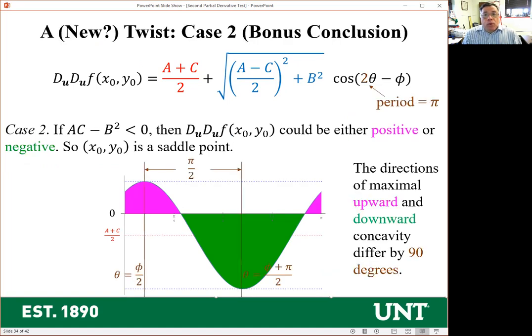We also get a bonus conclusion from this. The period of the cosine graph is pi, 2 pi over 2. Because the period is pi, that means the angle difference between the highest high point and the lowest low point must be half the period, or pi over 2. In other words, the directions of maximal upward and downward concavity must differ by pi over 2 radians or 90 degrees.